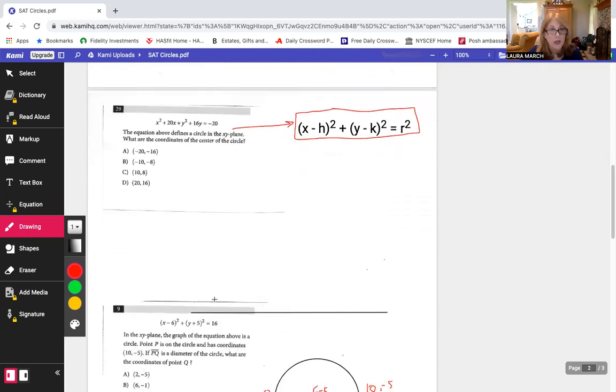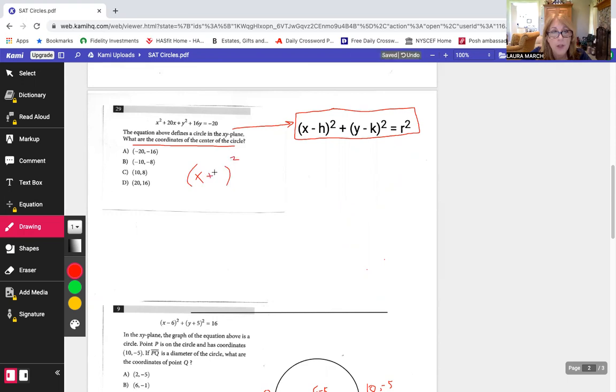The next question is a harder problem from test 5, which also involves the equation of a circle. The equation above defines a circle in the xy plane. What are the coordinates of the center of the circle? It's not in the form where it's easy to see the center. So we have to figure out x minus what, squared, would give us x squared plus 20x.